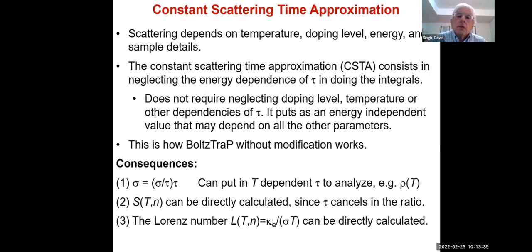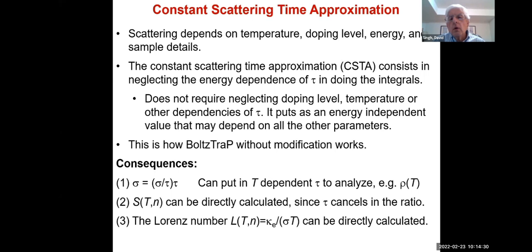All right, so what about this constant scattering time? We know that scattering depends on temperature and doping level and many other things, sample details, how many defects are there, what is the nature of the sample. So scattering is something complicated. What's implemented in BoltzTraP is something called the constant scattering time approximation, and that consists in neglecting the energy dependence of tau and doing the integrals. That doesn't mean that you should neglect the dependence on doping level or temperature or anything else. It just means that the integrals are done with a constant, then you can multiply by the appropriate constant for your problem to get physical results to compare with experiment.